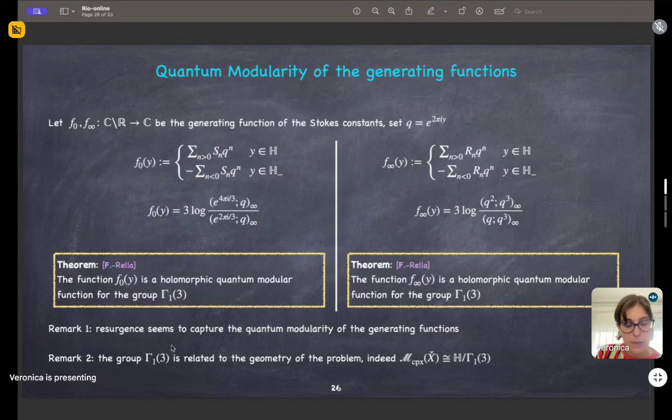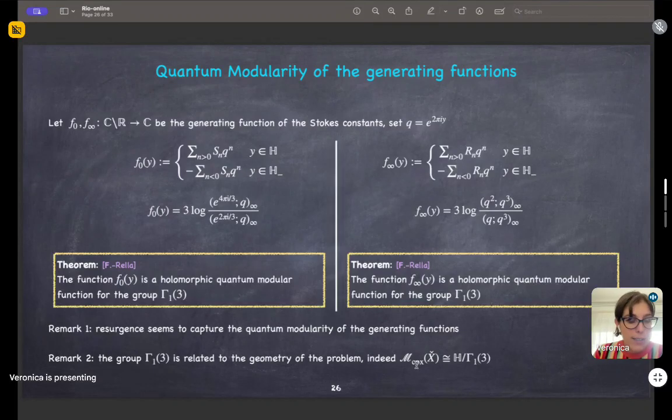But the other point that I want to stress before we see the proof is that this group Gamma 1,3, I don't think it's a coincidence that it appears in this context, because it's related to the geometry of the problem, or at least it's the same group that expresses the quasi-modular property of the generating function of the Gromov-Witten invariants, and in another way, it's also the modular group for this modular curve. So although it's not the same thing on the nose, it might be related in some way, and this is what we are trying also to understand.